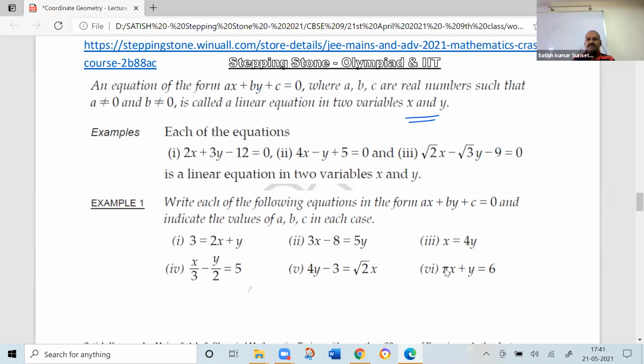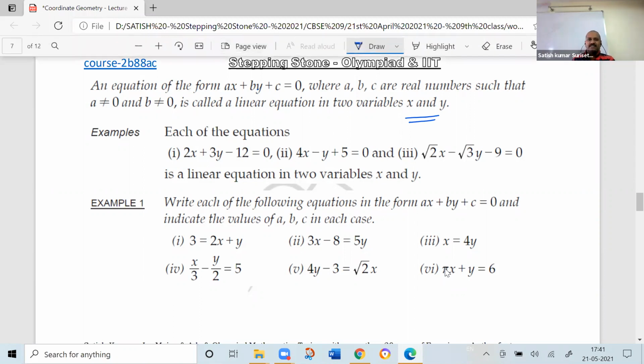Now, here if any one of the variable coefficients becomes 0, then it becomes a linear equation in one variable. Suppose if b equal to 0, then it will become what? ax plus c equal to 0, which is a linear equation in one variable. So this will be the general form. That's why the coefficient of x and coefficient of y must be not equal to 0.